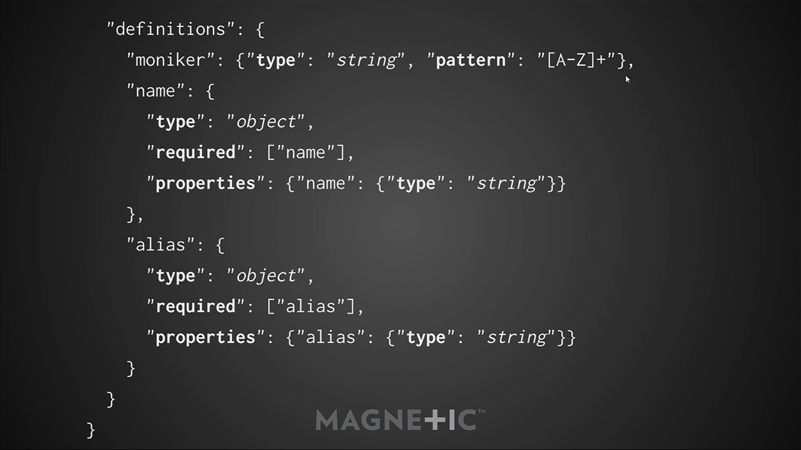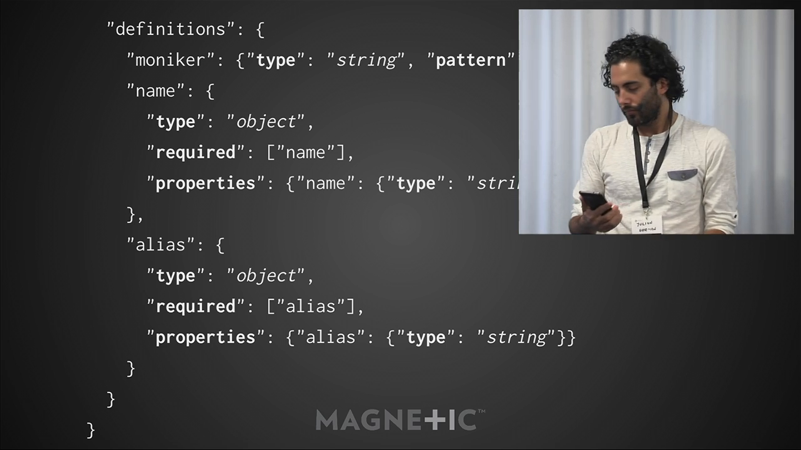So here they are, not very exciting. You've seen these before. A moniker is a string. Pattern is a regex validator, so you can pass in a regular expression pattern. Here's one for A to Z, at least one capital letter. Name is an object. Required is the validator that means when I give you a property, it must be there. So this one says it has to have name. And then same thing for alias.